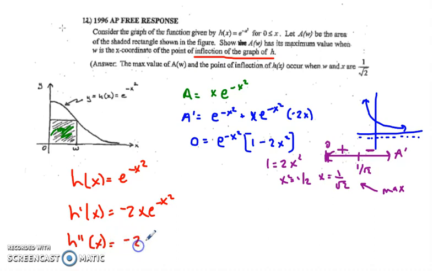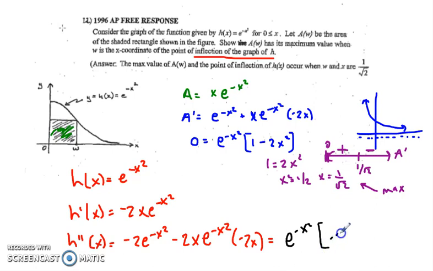So negative 2x goes to negative 2, leaving e to the negative x squared, and then leaving negative 2x alone times the derivative of e to the negative x squared, which is itself times the derivative of negative x squared. So I can factor out the e to the negative x squared, which will leave me with negative 2, and then here I have negative 2x times negative 2x, which is plus 4x squared.